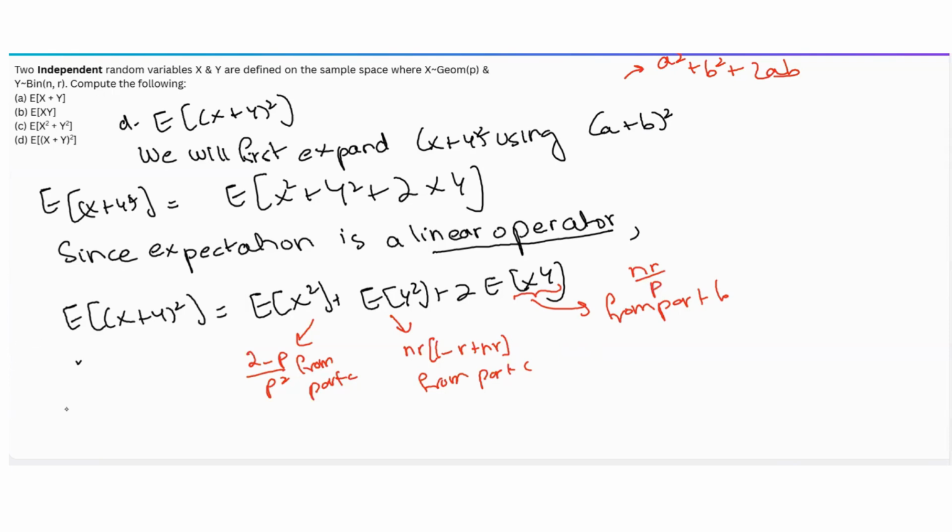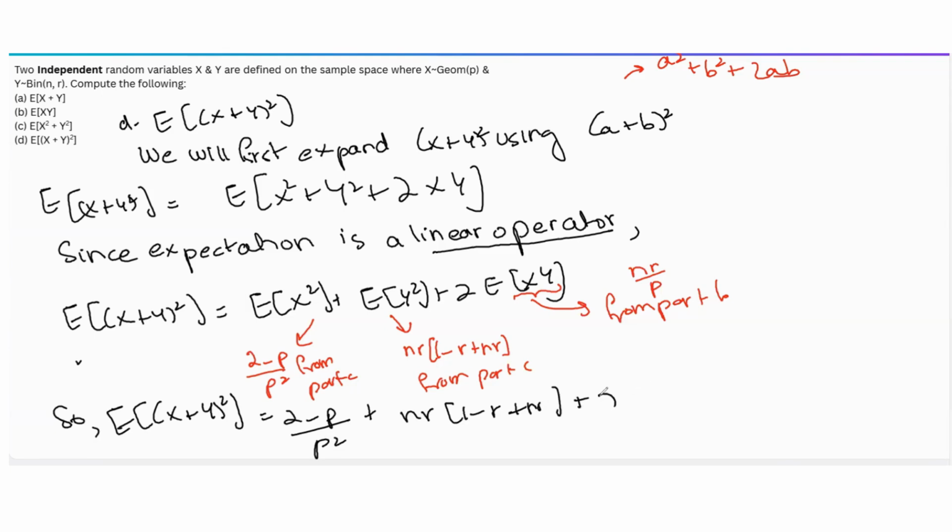So we can write the expected value of (x plus y) squared as the expected value of x squared, which is (2 minus p) by p squared, plus the expected value of y squared, which is nr(1 minus r plus nr), and then plus 2nr by p. So this was pretty simple. We first expanded the expected value of (x plus y) squared, then we used the fact that expectation is a linear operator, and each of these individual expectations we already had in earlier parts.